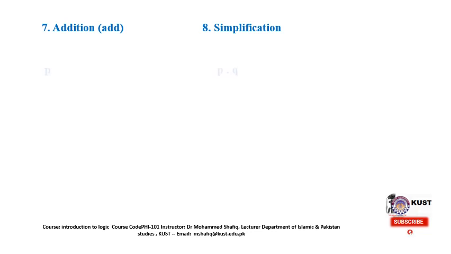Rule number 7, that is of addition, says P, therefore P or Q. Simplification says P dot Q, therefore P. Conjunction says P, Q, therefore P dot Q, or P and Q. So these are the 9 rules of inference.